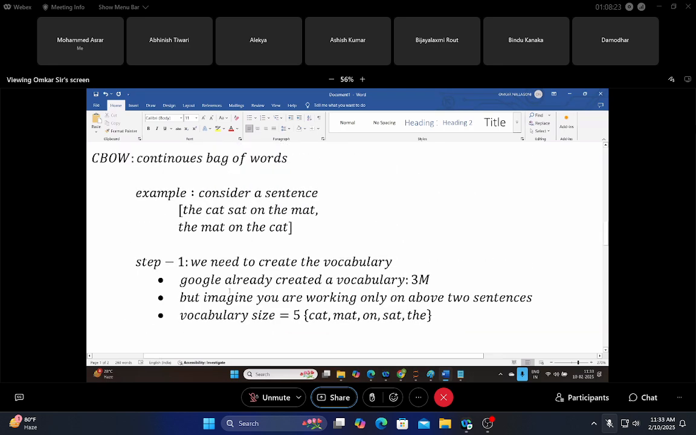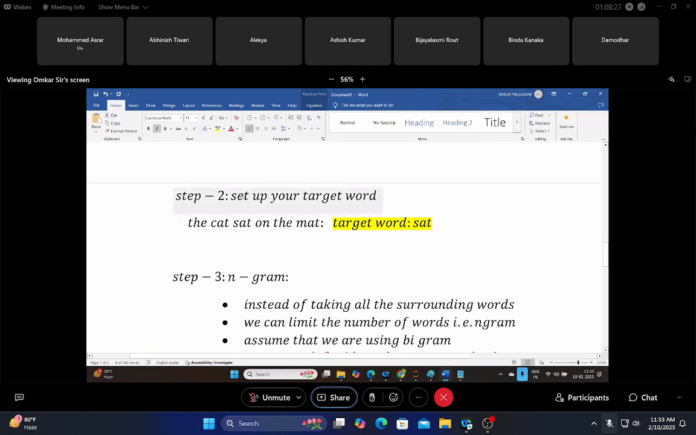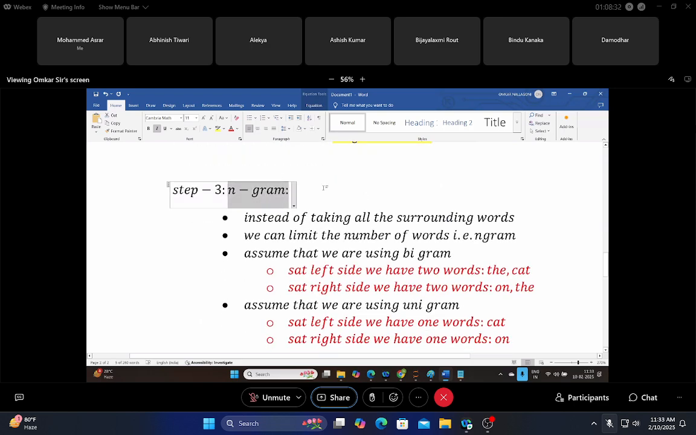Step one is we need to create a vocabulary. Step two is target word. Step three is n-gram.